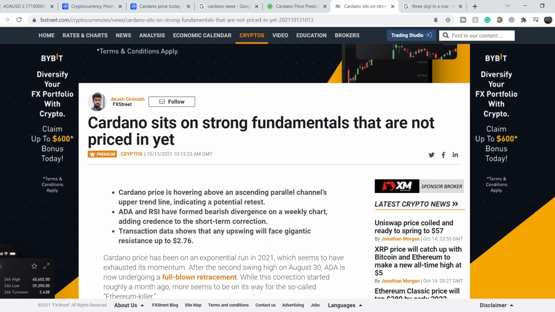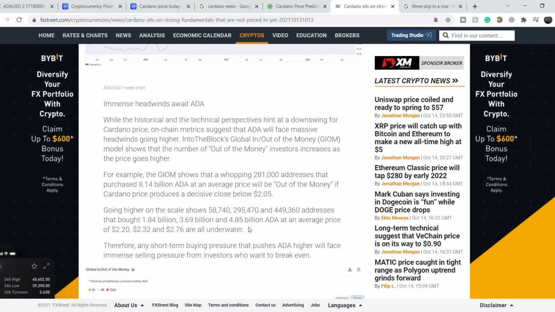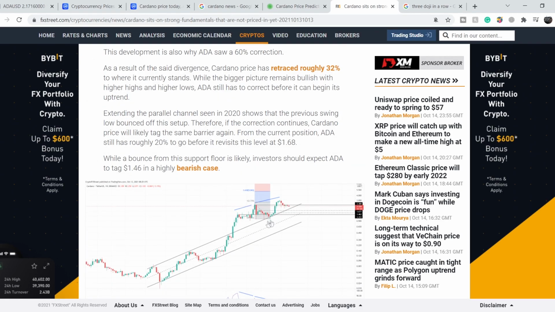And next one, transaction data shows that any upswing will face gigantic resistance up to $2.76. And let me say that I agree only with one statement, with this one, that we are hovering above the upper resistance/support, and we had one touch right here, and potentially we might hit it again somewhere at these points, and we might go higher.